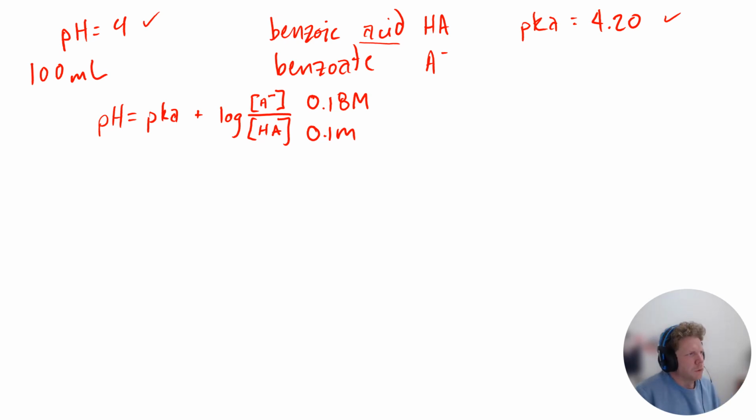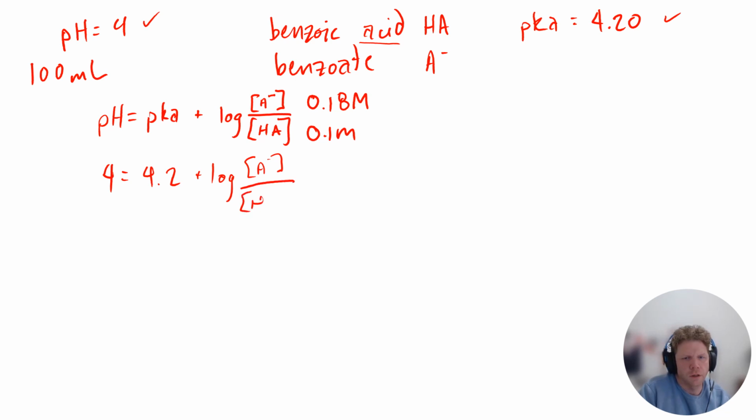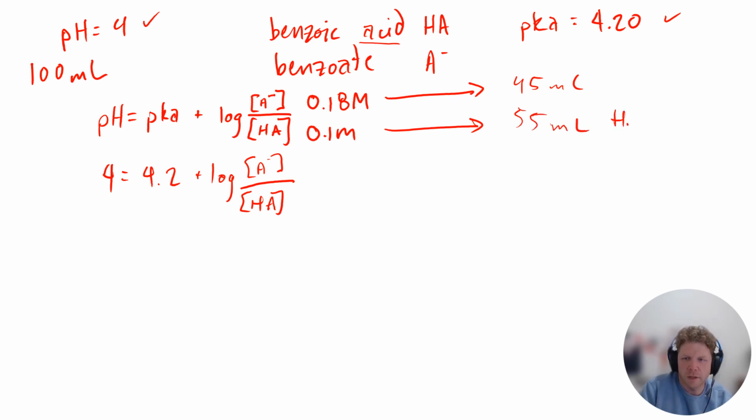So what you can do with this is you can plug some values in. For instance, pH is 4, pKa is 4.2, and that is plus log of concentration A- over HA. Now the thing is, you have those two concentrations, but these are of the solutions. So what you're basically asked is, is it 45 milliliters of the benzoate and then 55 milliliters of the benzoic acid? That's essentially the question that you're being asked.